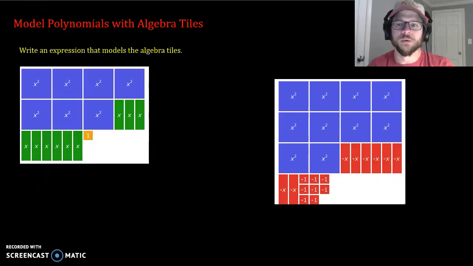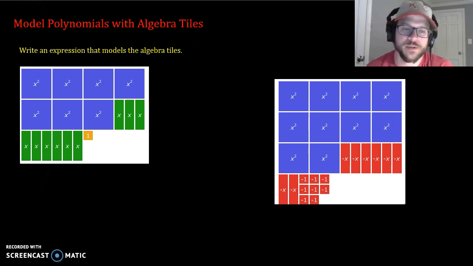All right, in this tutorial, we're going to go over how to model polynomials using our algebra tiles. Previously, we have gone over the algebra tiles in order to determine what types of expressions there are, but now we're going to apply this to something a little bit more polynomial based and include our x squared, which is our larger squares.